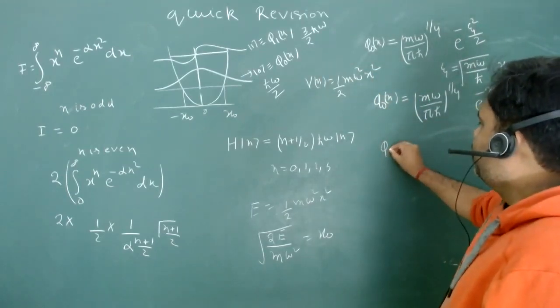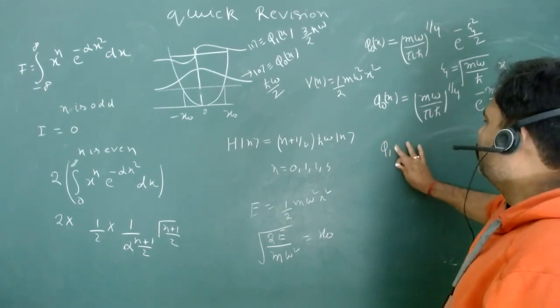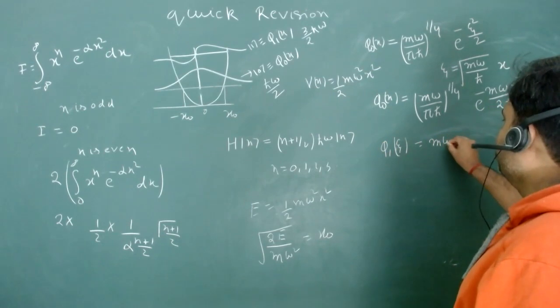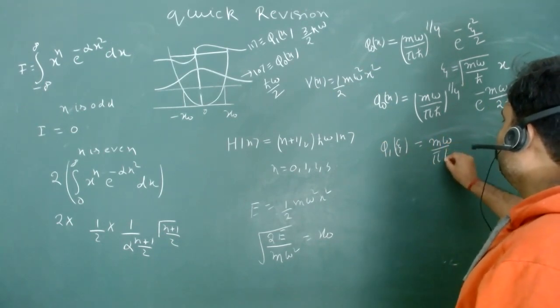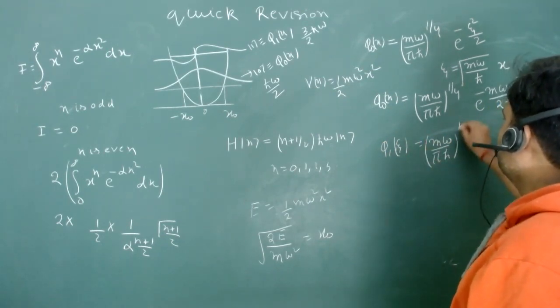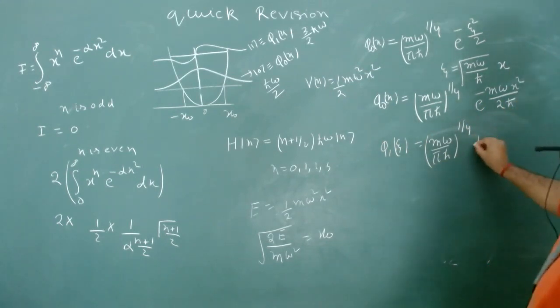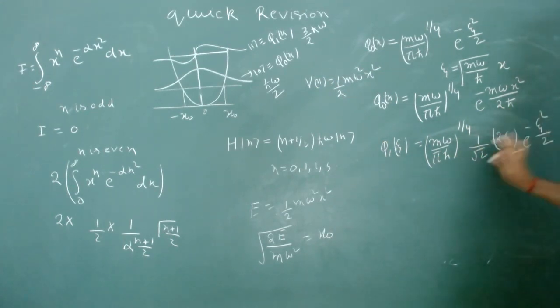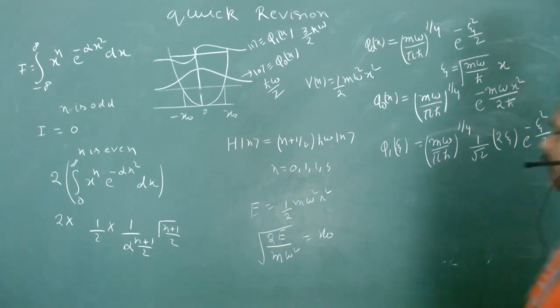Another thing is that you also have to remember phi 1 of xi, and this value is again (m omega upon pi h cut) to the power 1 by 4. You can just write 1 by root 2, 2 xi, e to the power minus xi square by 2. So this is the expression for the first excited state.